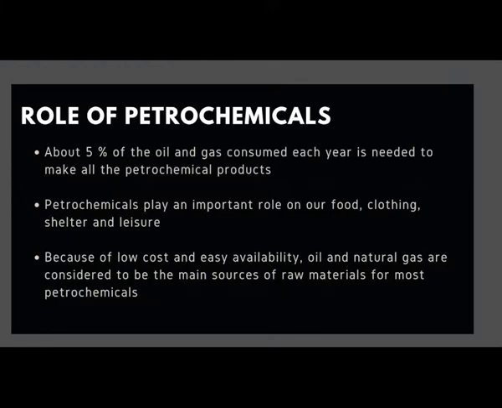Because of the low cost and easy availability, oil and gas are considered to be the main sources of raw materials for most petrochemicals. What does it mean? We also have some alternate sources for manufacturing different kinds of petrochemical products. What are they? Let us see.